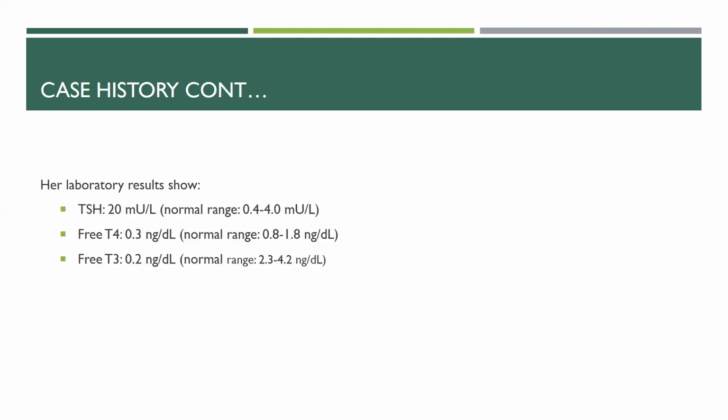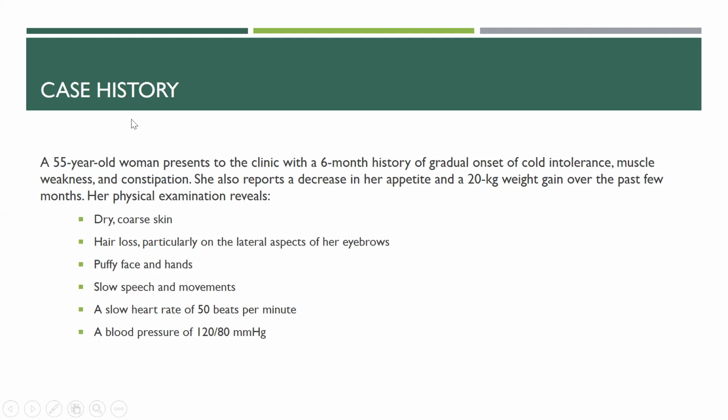Her lab results show a TSH of 20 units; the normal range is 0.4 to 4.0. The free T4 level is 0.3, in which the normal range is 0.8 to 1.8. The free T3 level is 0.2, in which case the normal range is 2.3 to 4.2. Just from this, what picture comes into your mind?